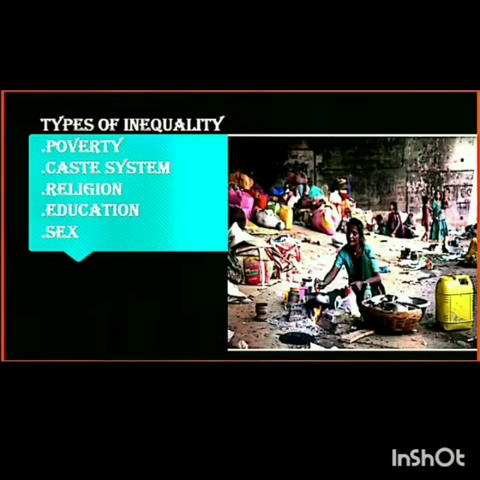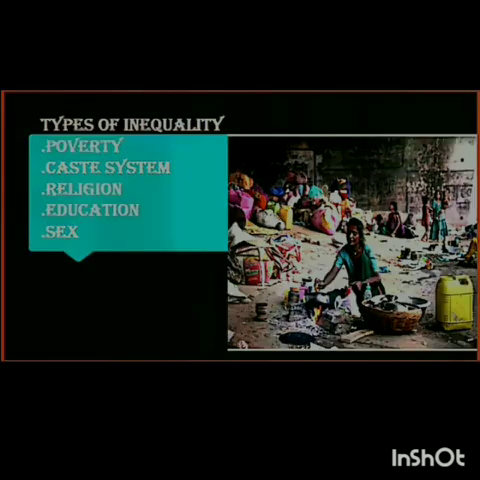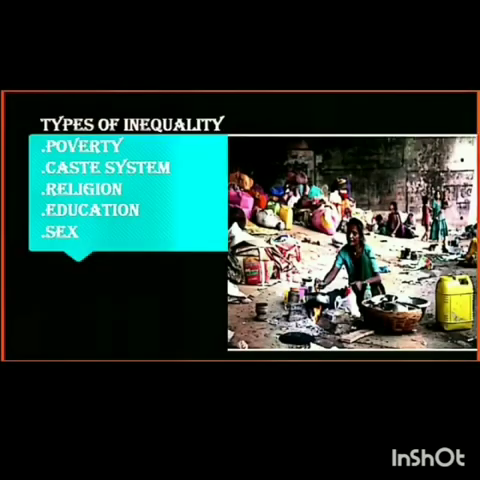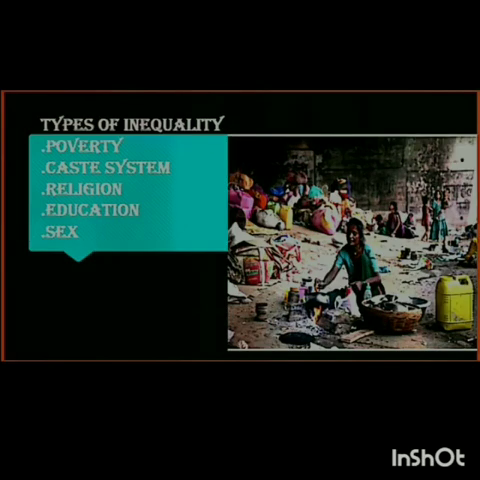So there exists a number of inequalities in our society based on different criteria, like there is inequality on the basis of poverty, on the basis of caste system, on the basis of religion, on the basis of education, and on the basis of gender or sex. We will study about each one of them individually.